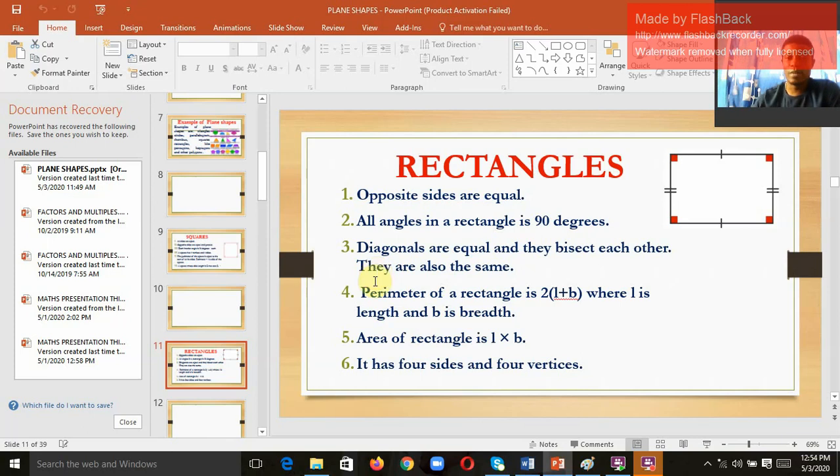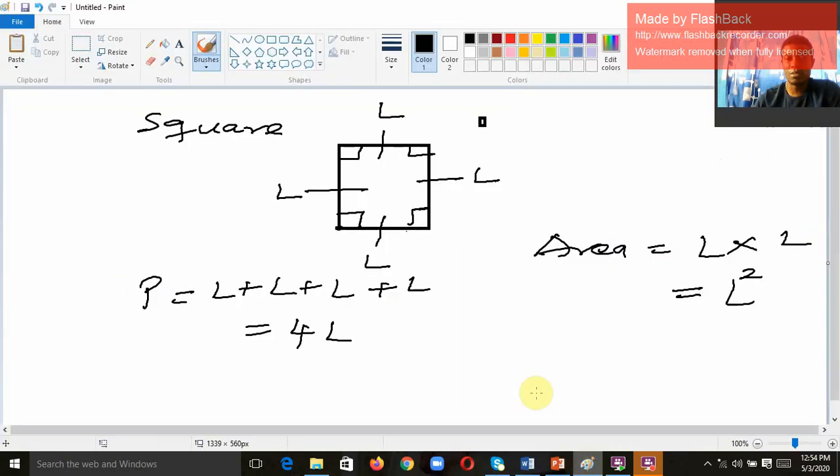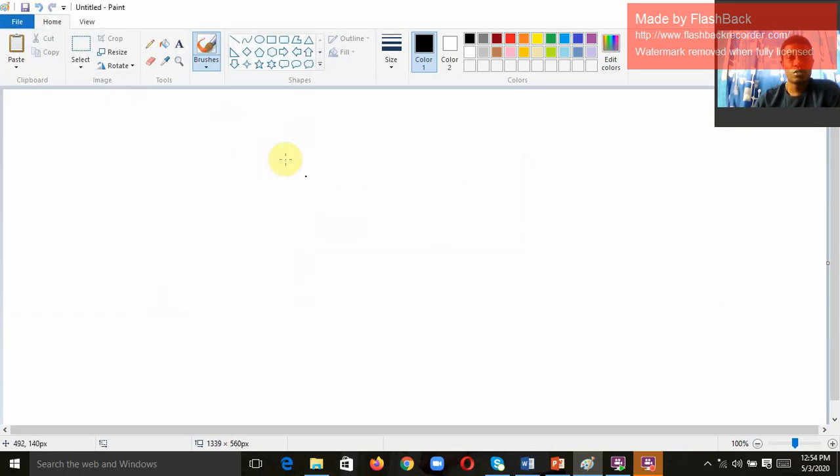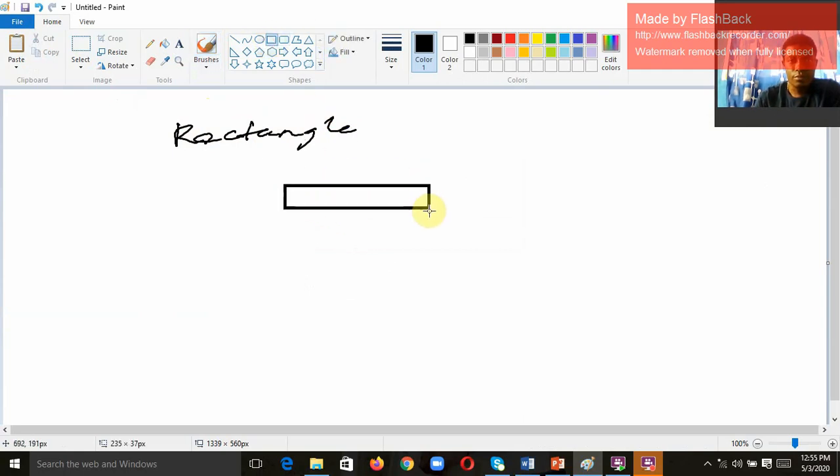So let's go back to the board. Let me illustrate this on the board. Okay, so let's have a new board. So on this we are looking at rectangles. So I'm going to draw a rectangle. So this is a typical rectangle.